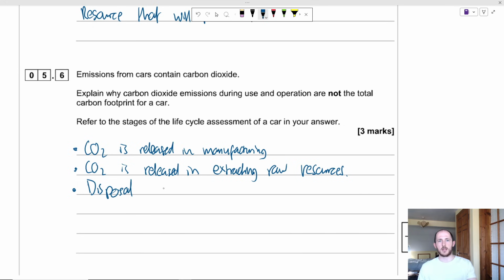Disposal at the end of the car's life cycle. So hopefully that makes sense for this kind of question.